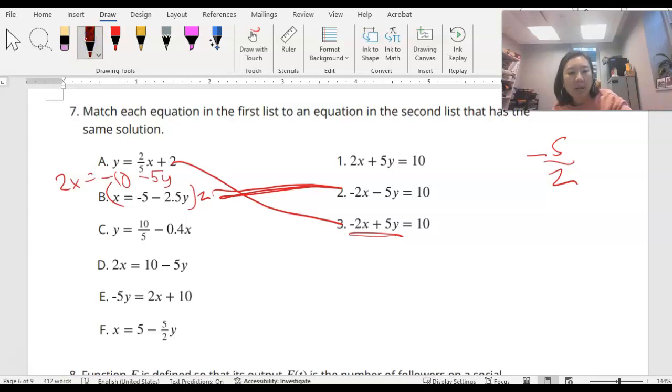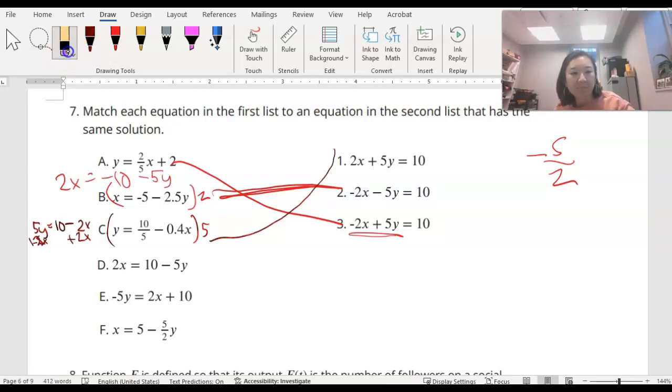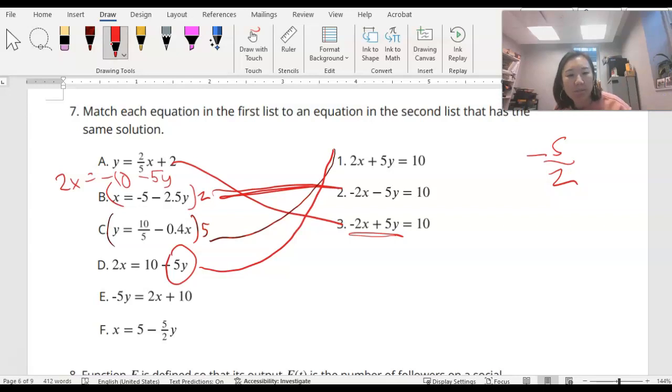All right, here again, I would probably multiply by 5 to get rid of that denominator. And I would have 5y equals 10 minus 2x. So here we can again see if I want to put my x's on the same side, I would add 2x to both sides. And so this would be 5y plus 2x. So that matches nicely with this one here. Let's take a look at the next one. Here again, if I wanted to move this to the other side, I would add 5y. So this one also matches with equation 1.